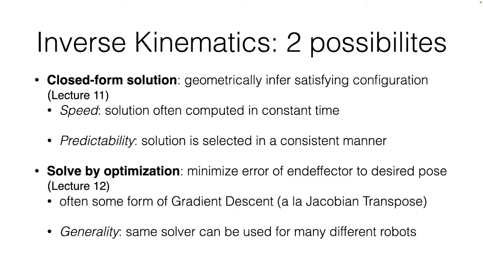However, one downside with closed form solutions is that they tend to be brittle, in the sense that they will be specific to a particular robot or a particular kind of structure within robot kinematics.